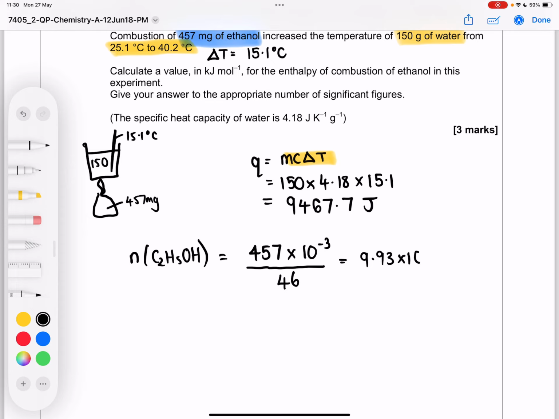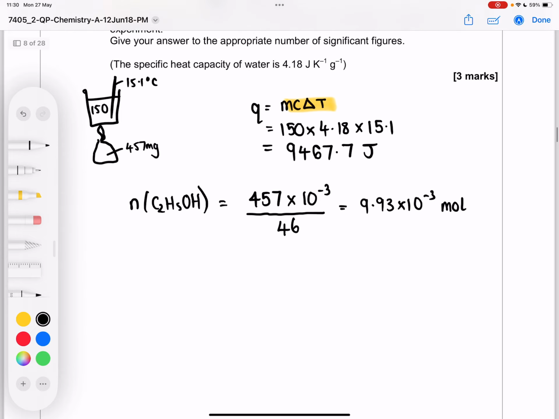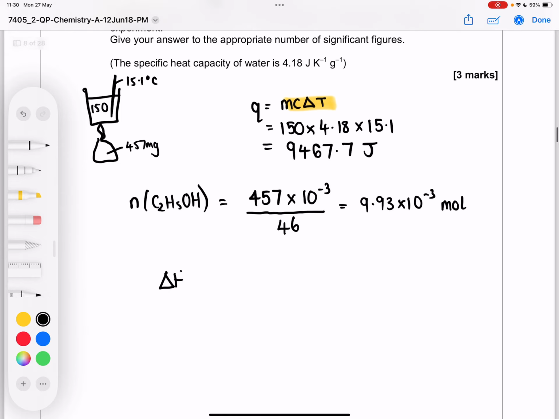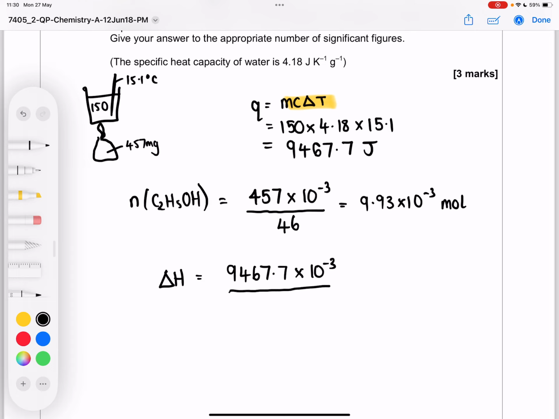9.93 times 10 to the minus 3 moles. So 9.93 times 10 to the minus 3 moles to create 9,467 joules of energy. So 9,467.7, turn it into kilojoules, divide by 1,000 or times 10 to the minus 3, divide by how many moles you used, and you'll find the number of kilojoules per mole.